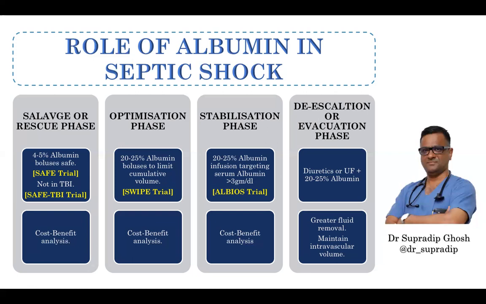Compared to the earlier three phases, in the de-escalation phase we have more evidence favoring use of 20 to 25% albumin along with diuretics or ultrafiltration. In the de-escalation or evacuation phase, patients are all bloated up because of fluid overload, and fluid overload itself is causing more damage to the patient's organs. Here, addition of albumin along with diuretics or ultrafiltration, with an aim to remove fluid without causing much harm to the patient, maybe albumin has got some role.